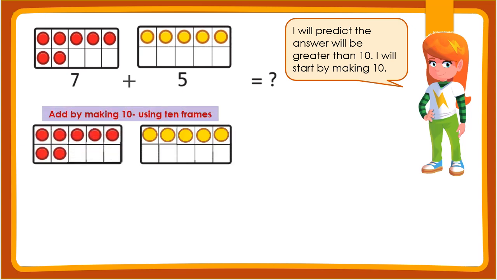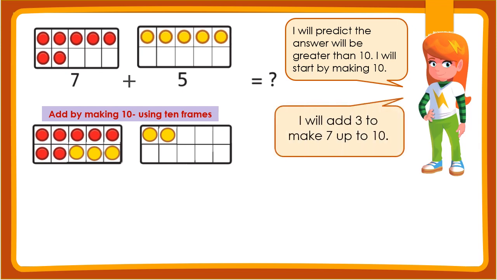To do this, we need to fill in the first 10 frame using the counters from the second 10 frame. Like so. As Astrid says, I will add 3 to make 7 up to 10. 7 red counters plus 3 yellow counters equals 10. We are done making 10. We now have a full 10.